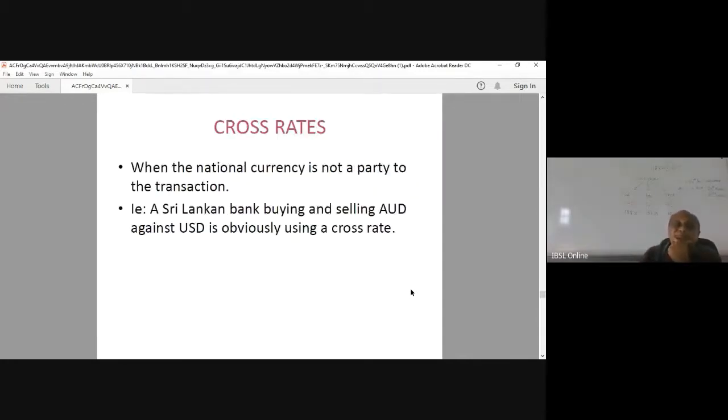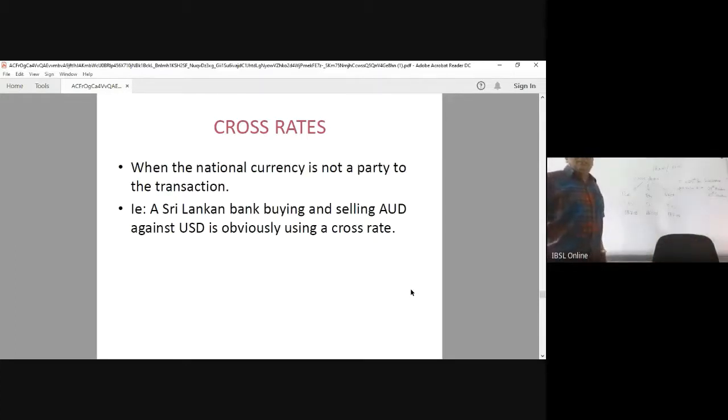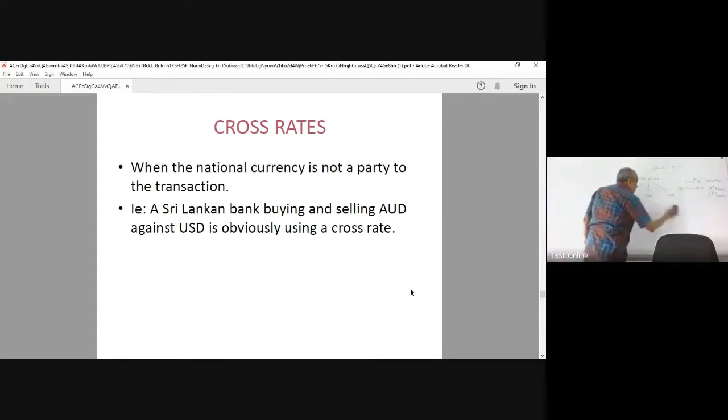Cross rate. We are talking about the cross rate. A cross rate applies when the national currency is not a party to the transaction. For example, a Sri Lankan bank buying and selling AUD against US dollar is obviously using a cross rate.